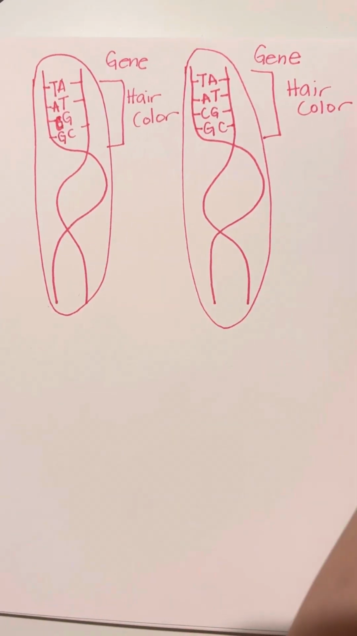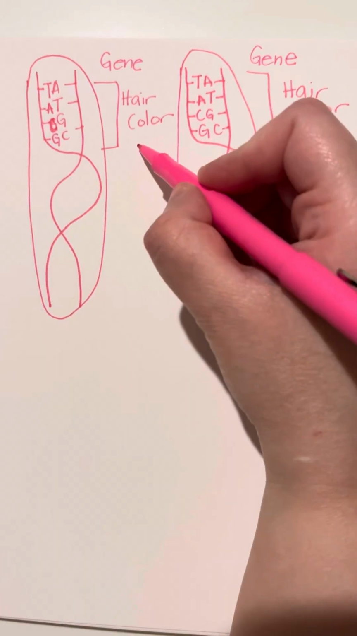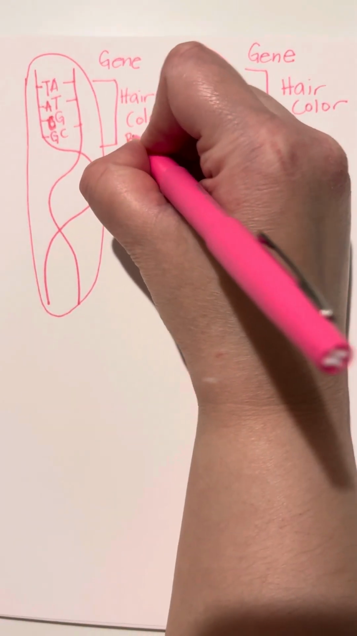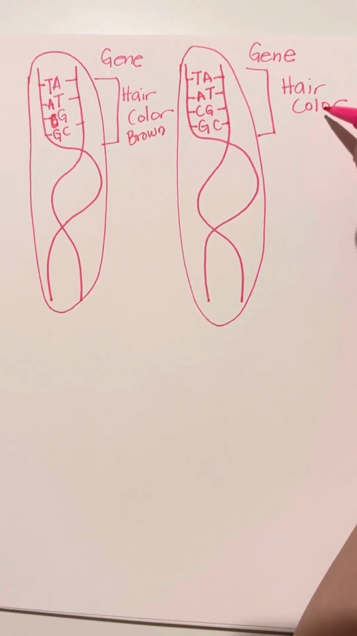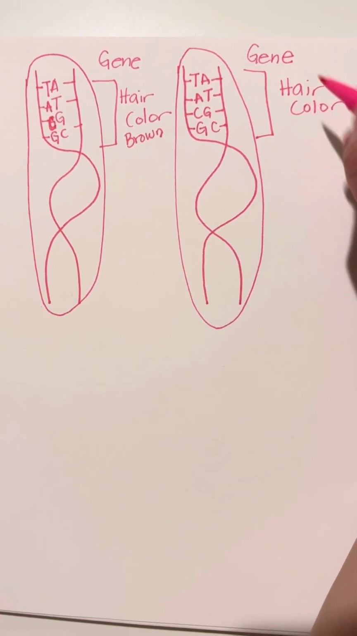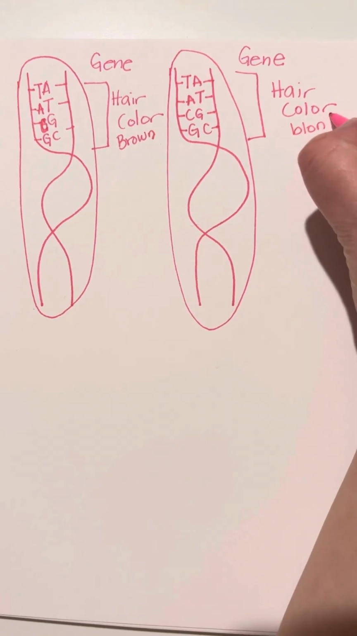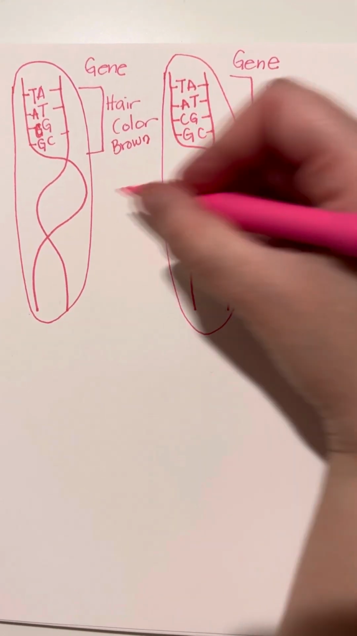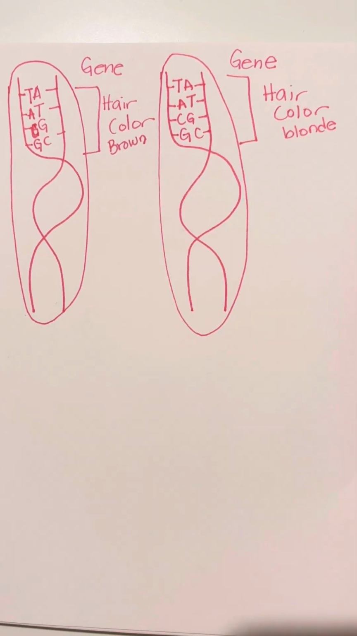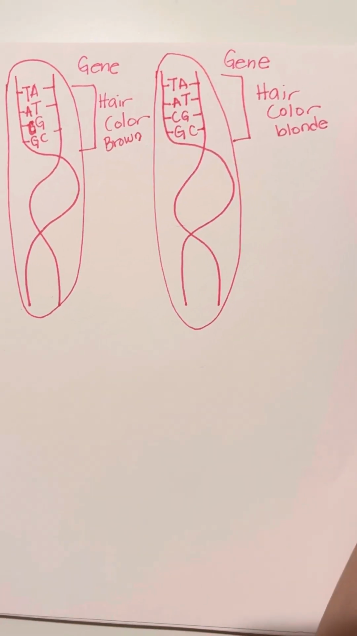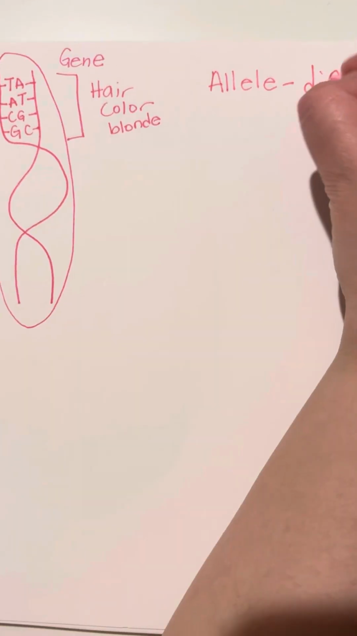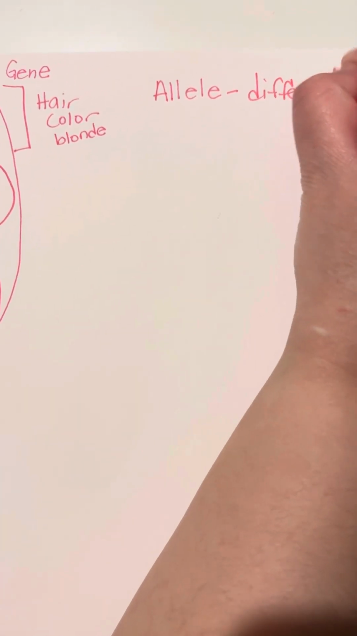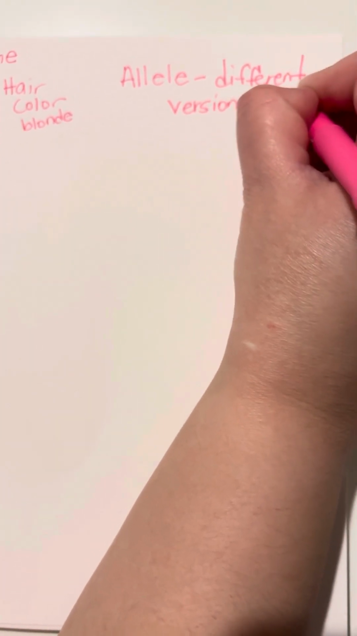So let's say this hair color gene codes for brown hair. This gene, hair color, codes for blonde hair. Now, they both code for hair color, just different versions, so we call that an allele. An allele is different versions of a gene.